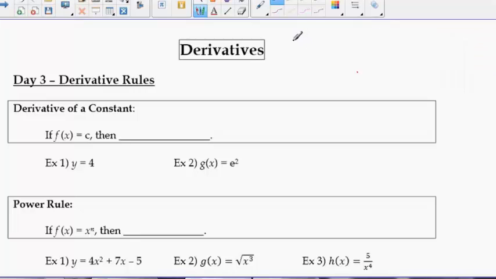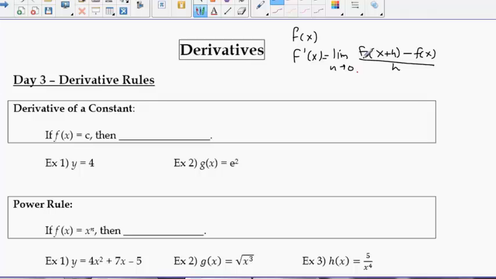All right, so today we're going to talk about derivative rules. And one of the things we talked about before is that if you have a function f of x, then its derivative, f prime of x, can be calculated using what I like to call the limit definition of the derivative. And that's that f prime of x equals the limit as h approaches 0 of f of x plus h minus f of x all over h. Now we can calculate derivatives like this, but it takes a really long time.